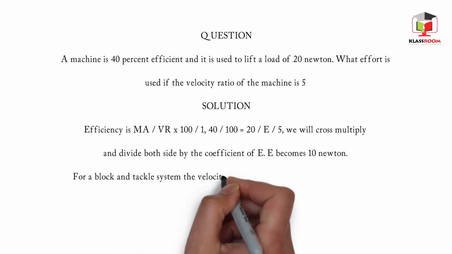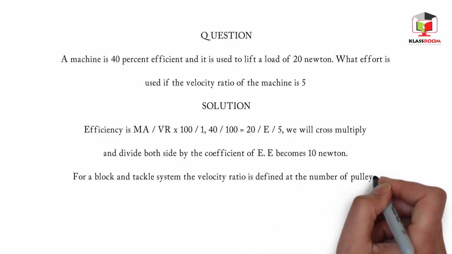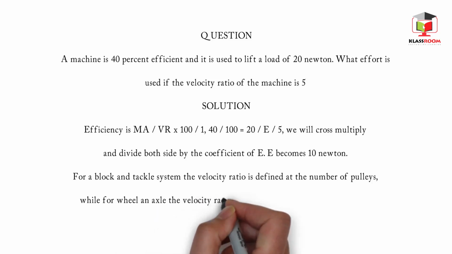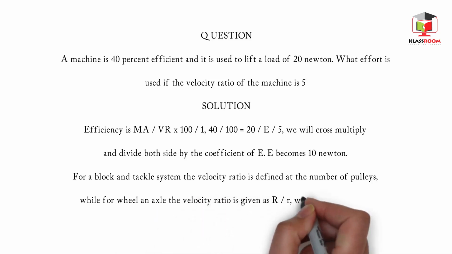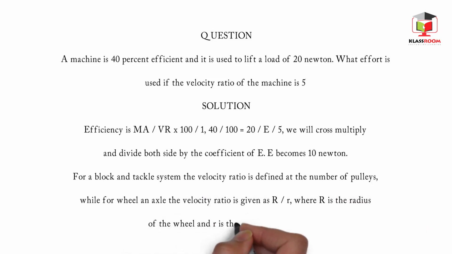For a block and tackle system, the velocity ratio is defined as the number of pulleys. While for wheel and axle, the velocity ratio is given as big R over small r, where big R is the radius of the wheel and small r is the radius of the axle.